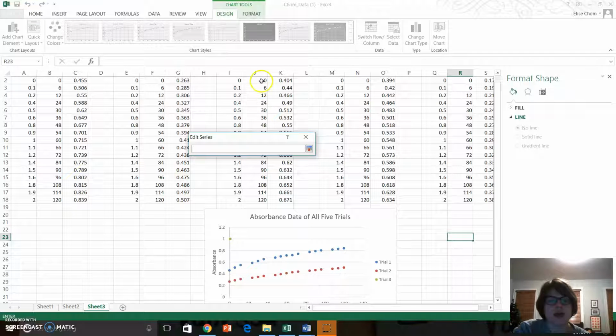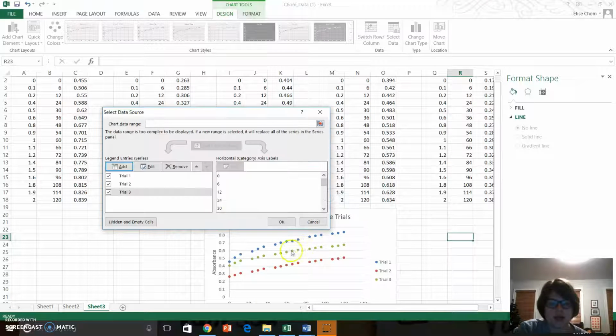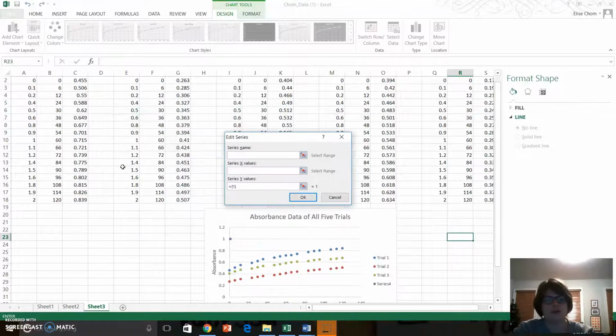I'm going to select my X for trial 3. Open the window back up. Come here. Select my Y, which is my absorption. Open the window back up and hit OK. Yeah, look at that. 3 beautiful lines going right there. Now I got to do 4. Trial 4.